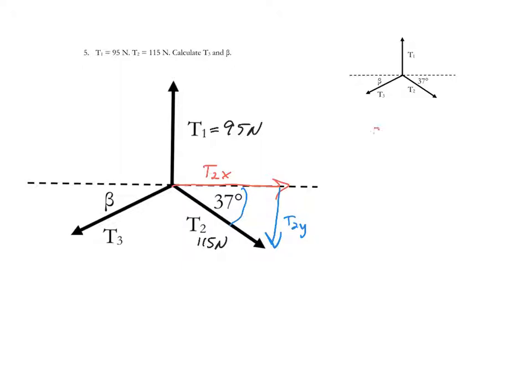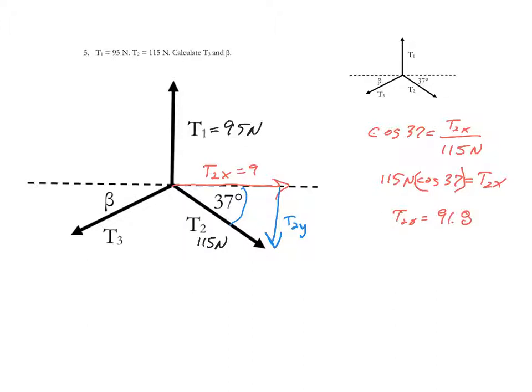So I'm going to come up here and go cosine of 37 equals adjacent, which is T2x, divided by hypotenuse, which is 115. Multiply those, 115 times the cosine of 37. T2x equals 91.8.